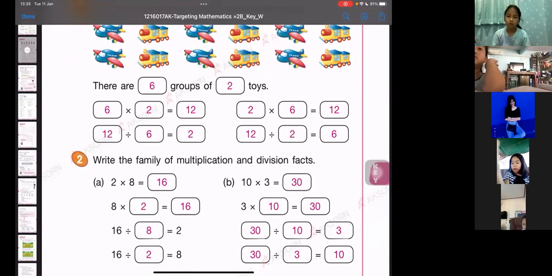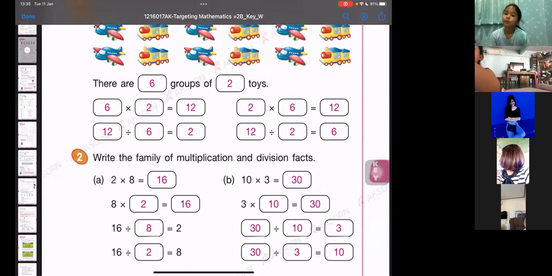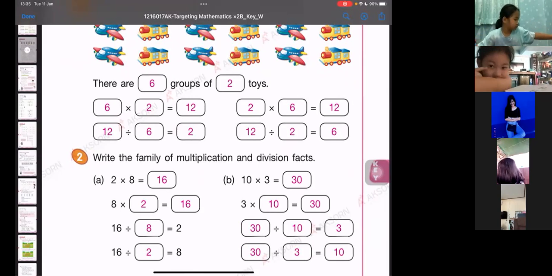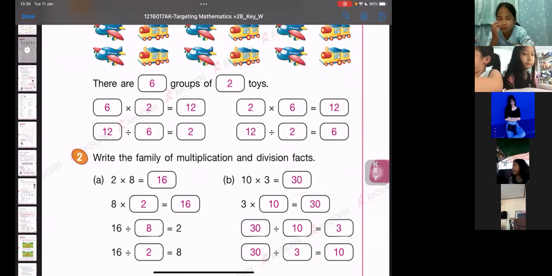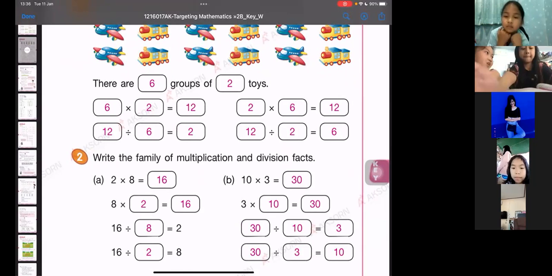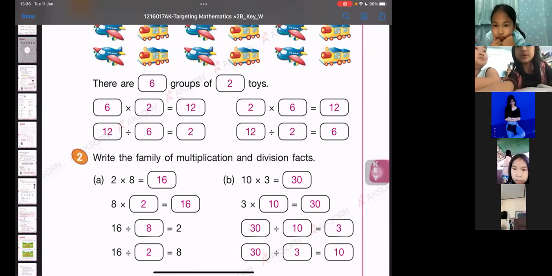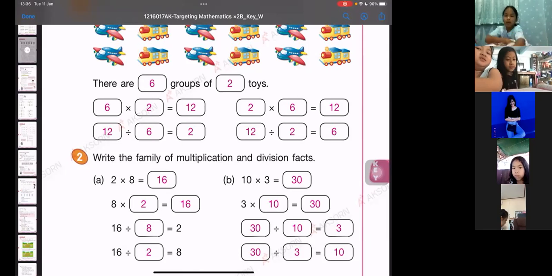So for letter A, 2 times 8 is how many? 16. 2 times 8. How many? 16. So now we're going to put the missing numbers. The pink one is the answer. So we're going to write the missing numbers. So 8 times how many? 8 times 2 equals how many?